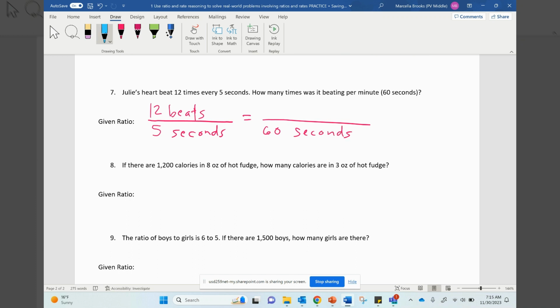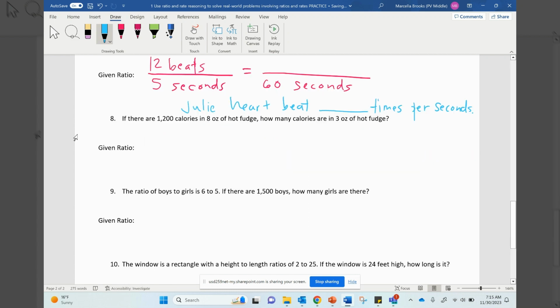So Julie's heartbeat blank times per minute. I'm just going to say per second, actually, because I want to know seconds. All right, number 8. If there are 1,200 calories in 8 ounces of hot fudge, how many calories are in 3 ounces of hot fudge? So our sentence stem is going to be, there are blank calories in 3 ounces of fudge.